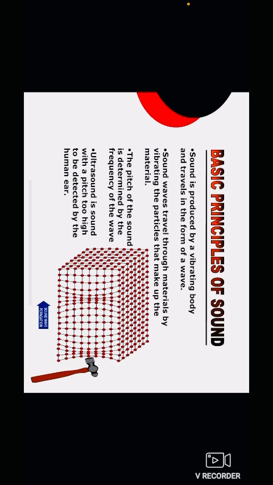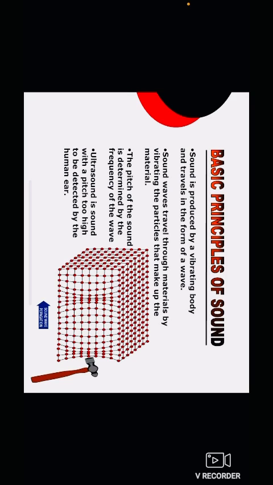Basic principle of sound. A sound is produced by a vibrating body and travels in the form of a wave. Sound waves travel through material by vibrating the particles that make up the material. The pitch of the sound is determined by the frequency of the wave. Ultrasonic is a sound with a pitch too high to be detected by the human ear.